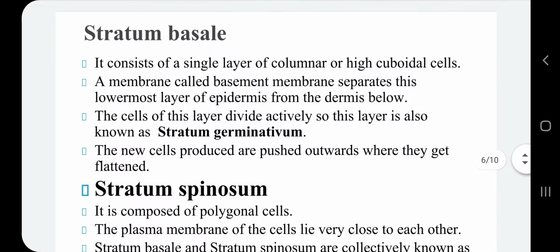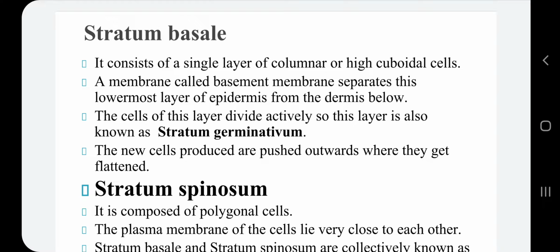Stratum basale is made up of a single layer of columnar or high cuboidal cells. Columnar means cylindrical cells, and cuboidal you all understand. The shape of the cells in this layer is either cylindrical or cuboidal. And this lowermost layer of epidermis, stratum basale, is separated from the dermis below by a basement membrane. So there is a membrane below this layer which separates it from the dermis below.